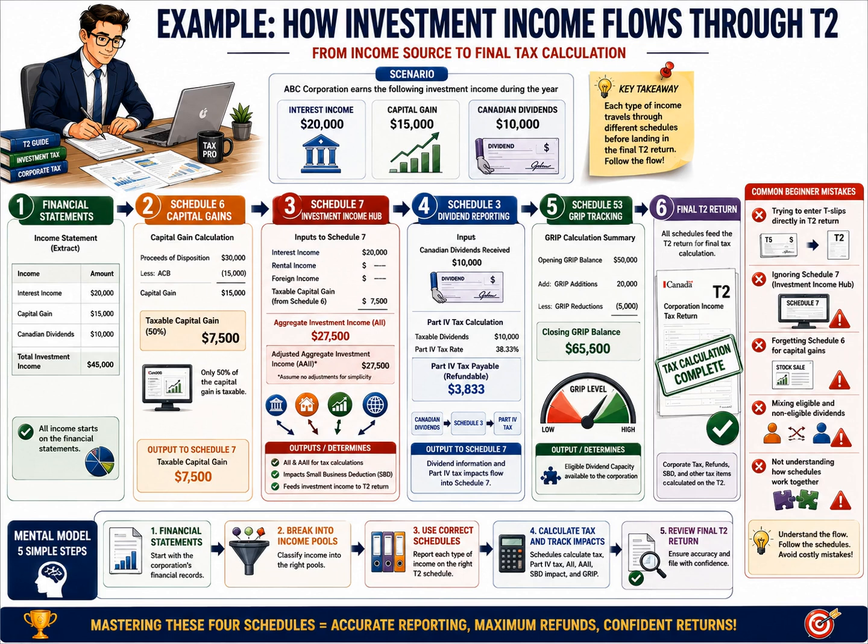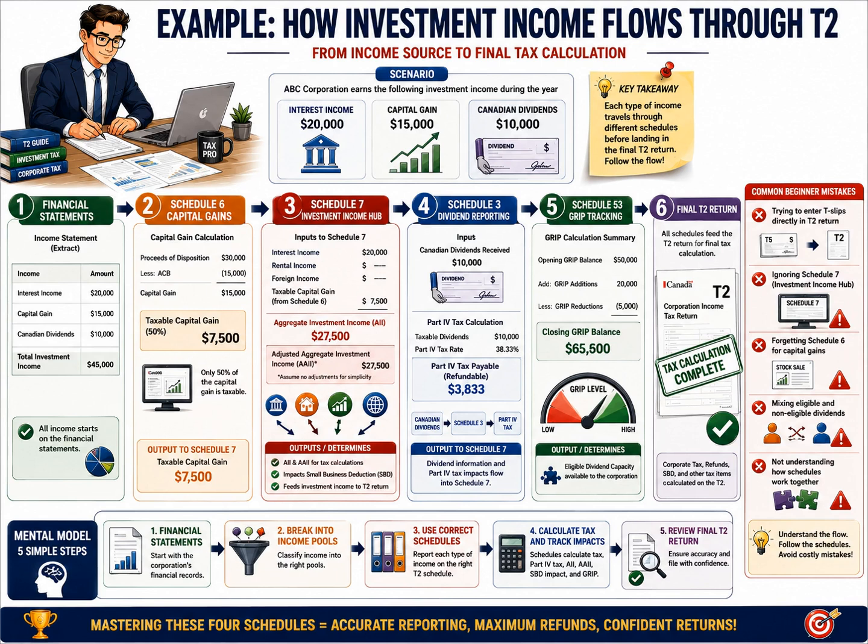Next, we arrive at Schedule 53. Schedule 53 tracks the corporation's general rate income pool, or GRIP. This schedule helps determine how much eligible dividend the corporation may pay to its shareholders in the future. You can think of Schedule 53 as a tracking system for dividend-paying capacity. Once all of these schedules have been completed, the information flows into the final T2 return.